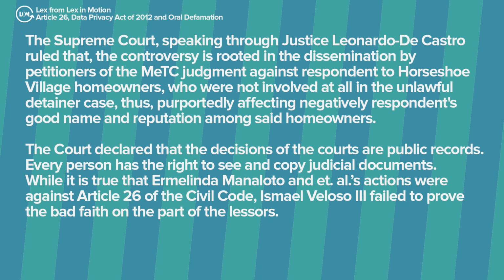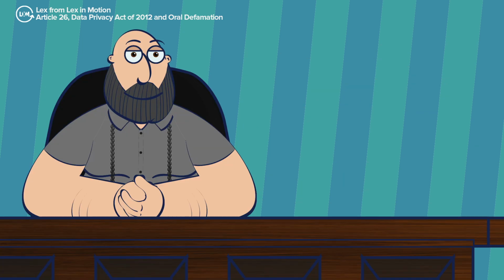While it is true that Ermelinda Manaloto et al.'s actions were against Article 26 of the Civil Code, Ismael Veloso III failed to prove the bad faith on the part of the lessors. Bad faith, on the other hand, does not simply connote bad judgment or simple negligence. It imports a dishonest purpose or some moral obliquity and conscious doing of a wrong, a breach of a known duty due to some motive or interest or ill will that partakes of the nature of fraud. Malice, on the other hand, connotes ill will or spite and speaks not in response to duty. It implies an intention to do ulterior and unjustifiable harm.